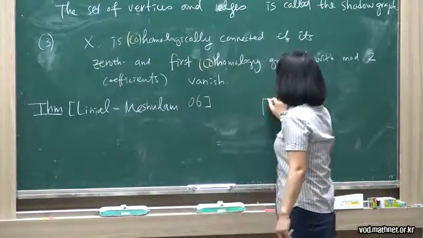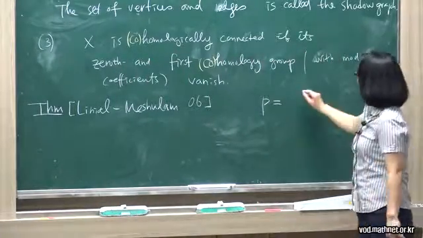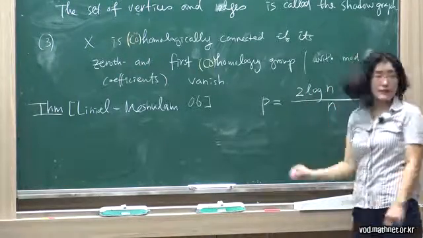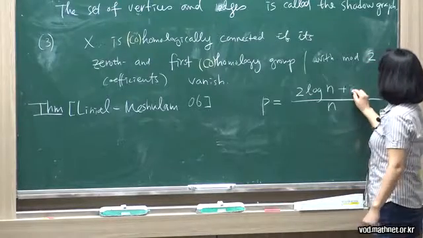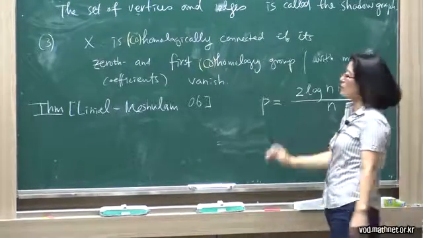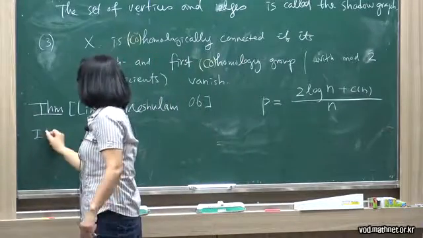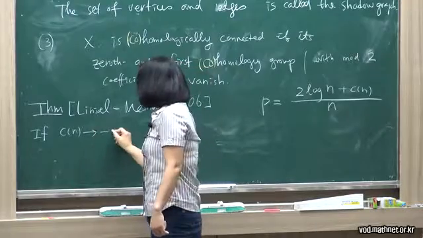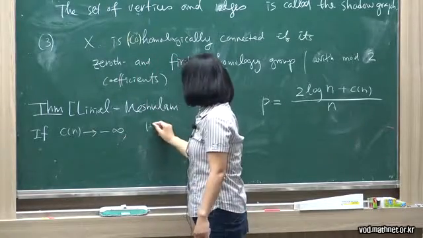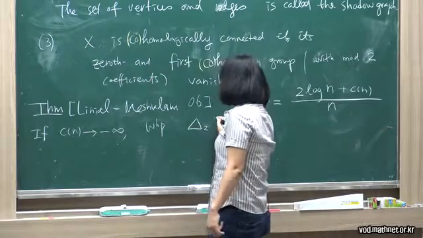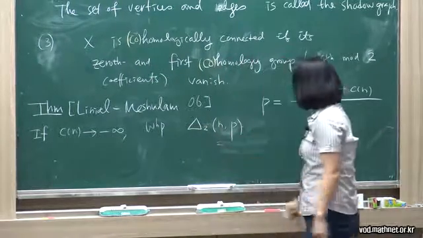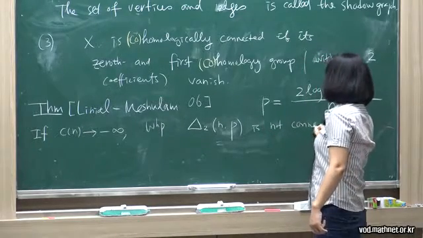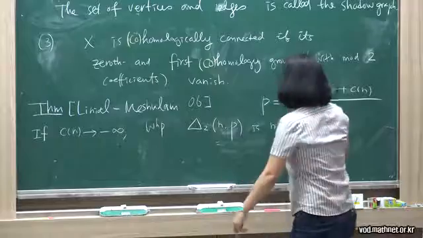Here we take p to be 2 log n, twice the connectivity threshold, plus c_n. Here c_n will be any function. So now it behaves similarly as before. If this function c_n is any function in n which tends to negative infinity, then with high probability the random two-dimensional simplicial complex is not homologically connected.